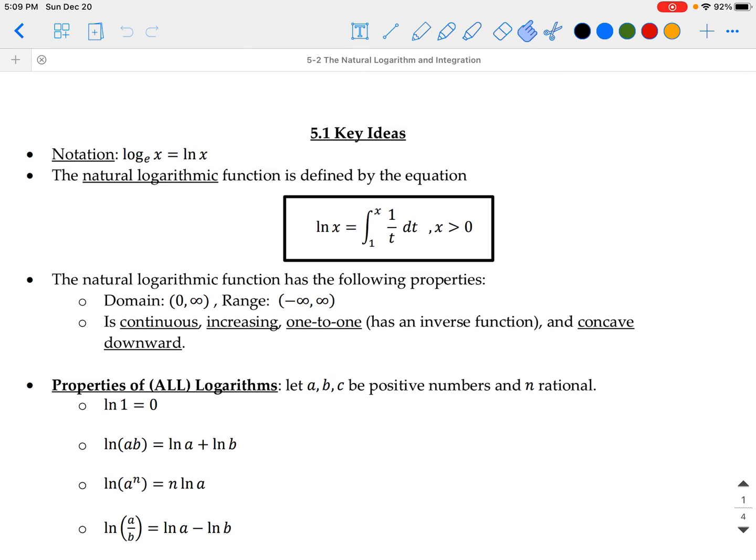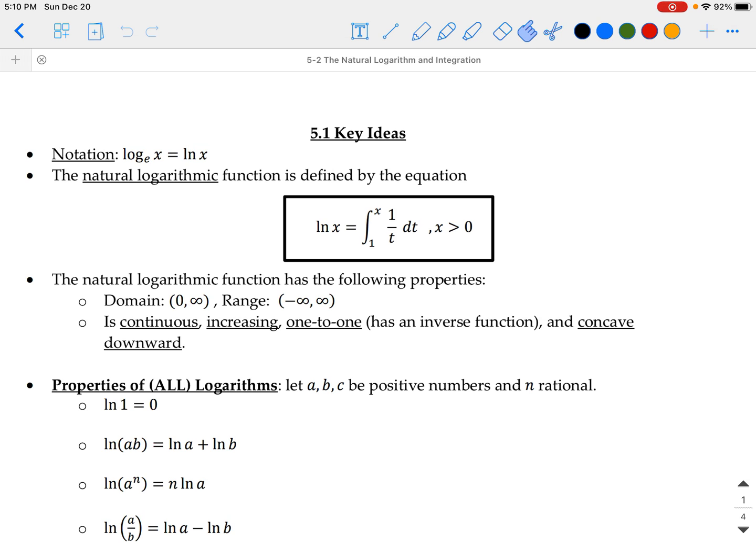Welcome back, everybody. So we're here to start chapter 5. We're going to cover really kind of two main topics. 5.1 is really reviewing logarithm functions, and then 5.2 is getting into differentiation and integration of those functions.